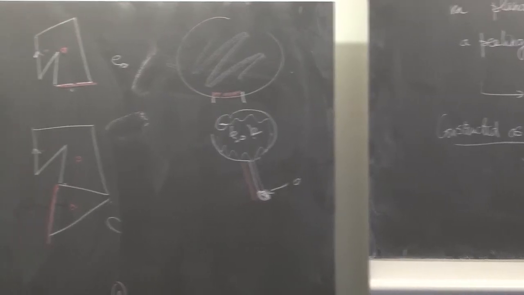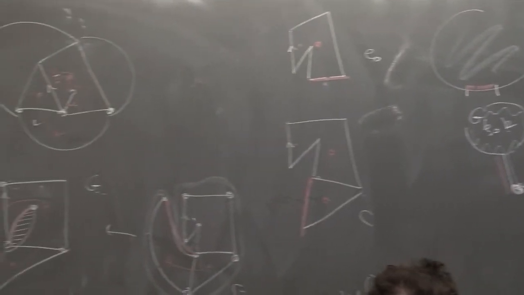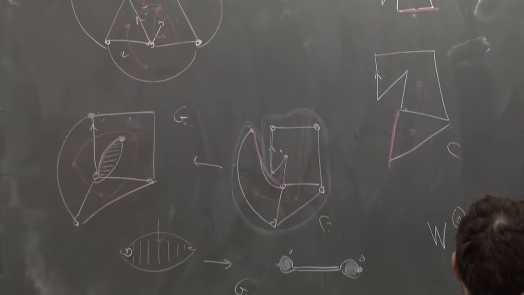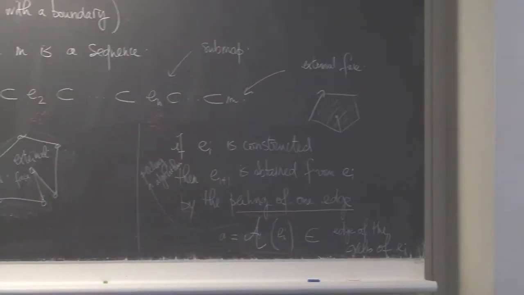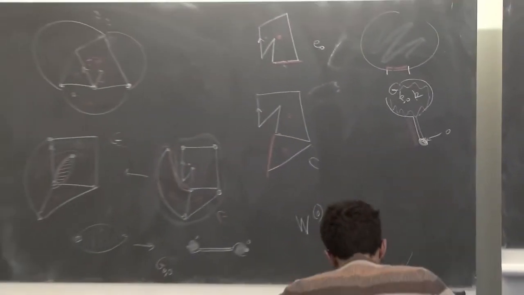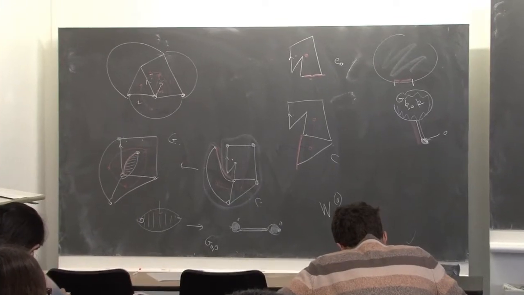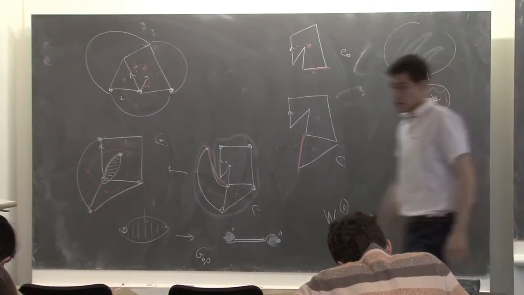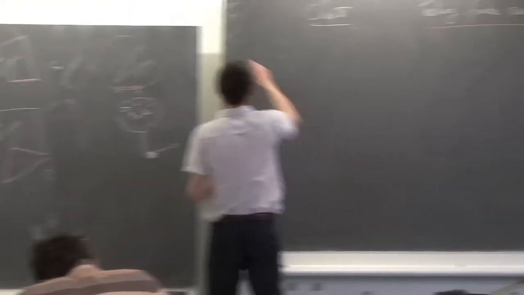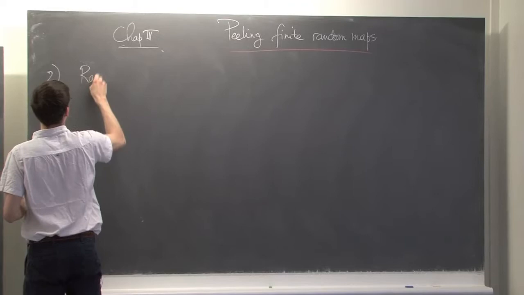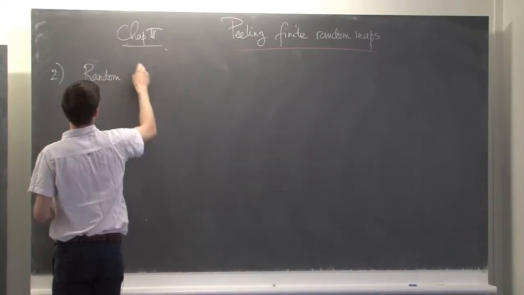Is that clear? So far, all of this is deterministic. I give you a map, you create a sequence provided that you've got this function A. Okay? Now we'll compute the law of this peeling exploration on random quadrangulation.